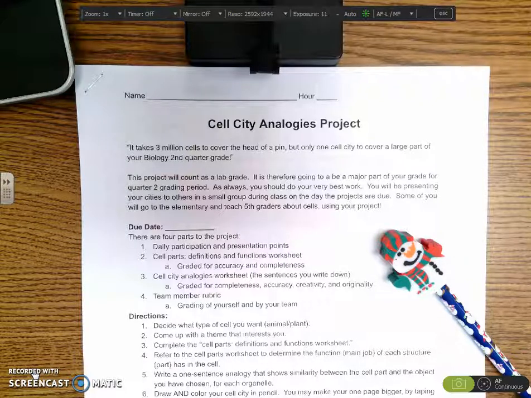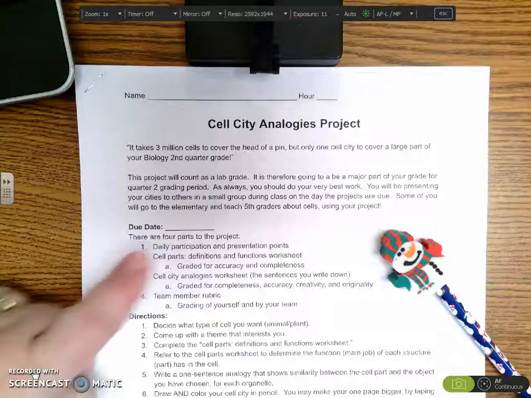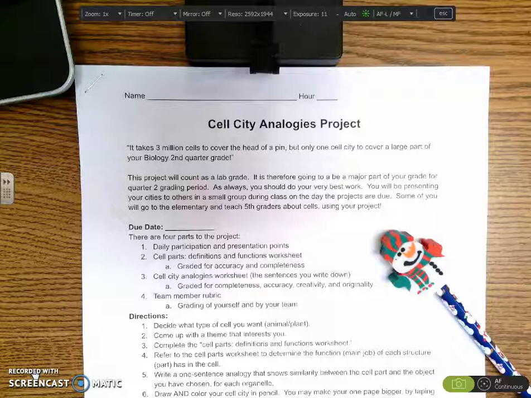You will be presenting your cities to others in a small group during class on the day the projects are due. Some of you will go to the elementary and teach fifth graders about cells using your project. Here you'll write down the due date, and that should be listed for you either on the board, in class, in an email, and most definitely Google Classroom.